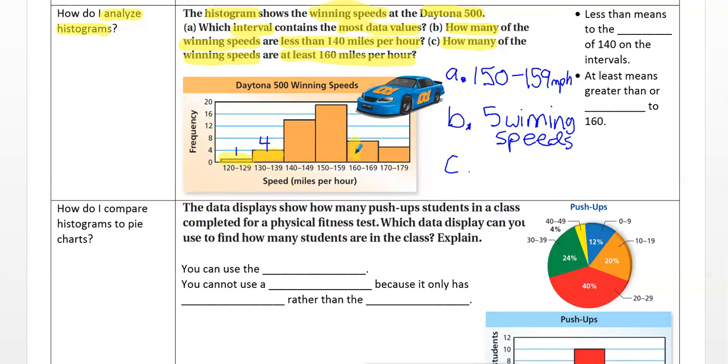So it would be this bar and this bar, right? Well, how many speeds are here? That's about 7. And this one, I think we said was about 5. I could be wrong. Maybe it's 6, but let's say it's 7 and 5. So that together, if I find their sum, that's 12 winning speeds.